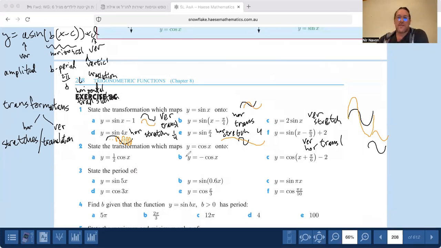The same for the transformation of cosine. I hope this really helped you. So transformations which maps y equals cosine x. So that is vertical, it's outside, and that is a stretch. This is a reflection on the x-axis. This would be translations both vertically and horizontally, like part F here. So let's continue with that.